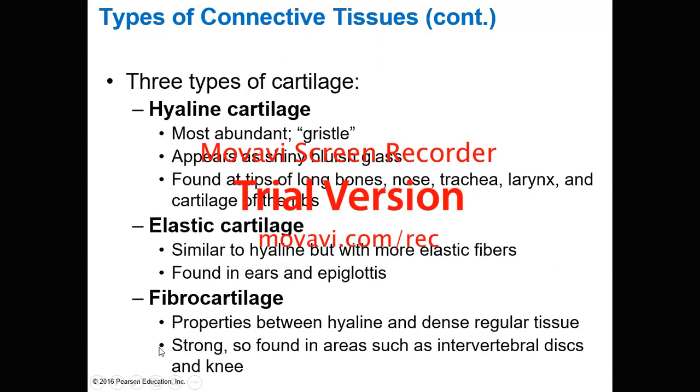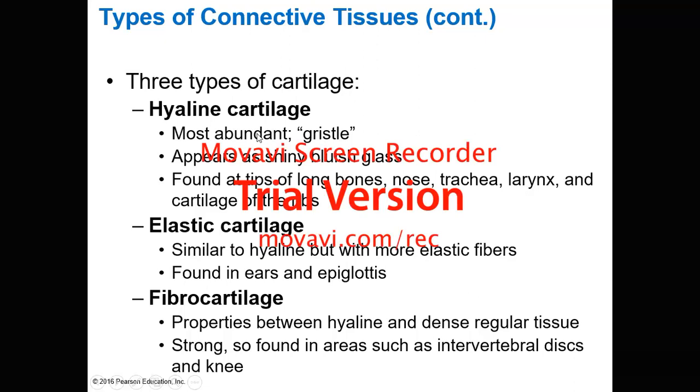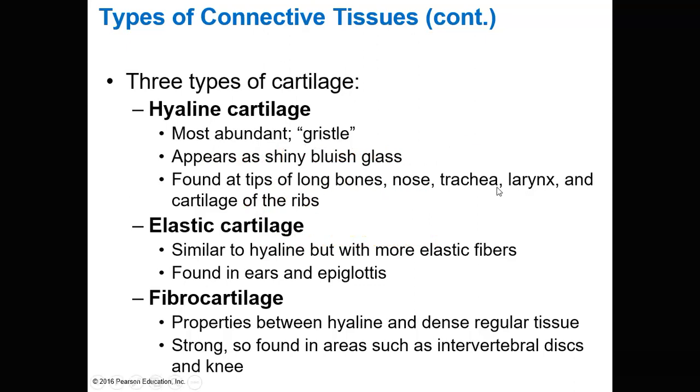All right, so three types of cartilage. Hyaline cartilage is the most abundant. Gristle, remember that word, gristle is the most abundant. It appears as a shiny bluish glass, found at tips of long bones, nose, trachea, larynx, and the cartilage of the ribs. Also be aware of the fetal skeleton.